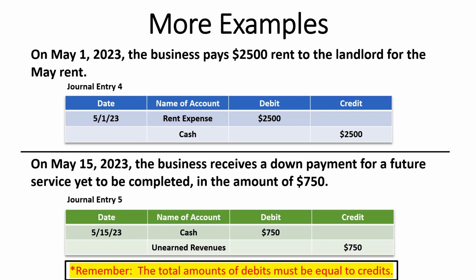On May 15th, 2023, the business receives a down payment for a future service yet to be completed in the amount of $750. What are the two accounts that are going to be affected? The first one is going to be cash, because we receive cash, it's going to be a debit. And then the other account is unearned revenues, which is also increasing, but we know that we increase revenues on the credit side. Okay, you've got to remember that the total amount of debits must equal the credits, and we do, so we're all good.